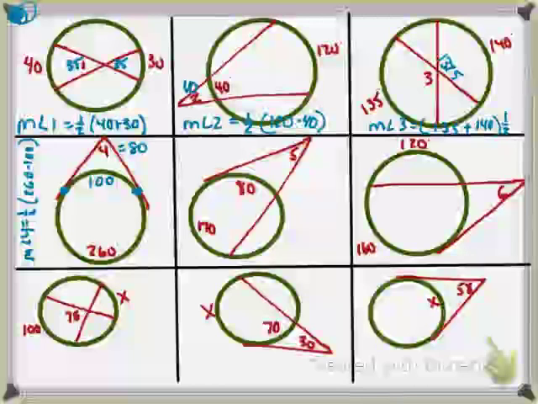Number 5, half the sum or half the difference? Difference, since it's outside. So the measure of angle 5 is equal to 1/2 of 170 minus 80. 170 minus 80 is 90. Half of that is 45.